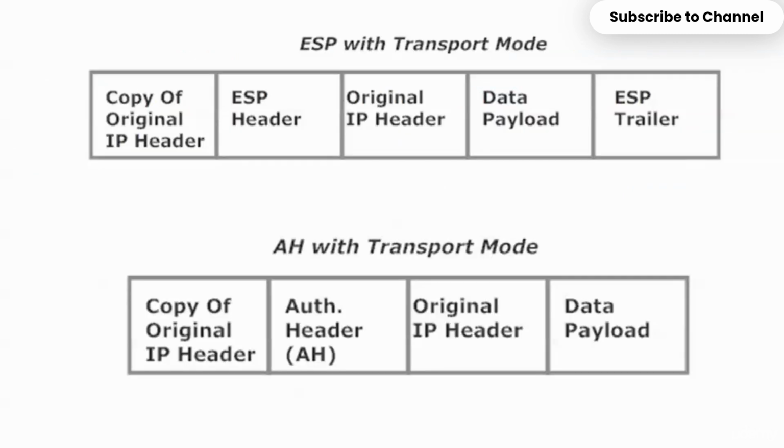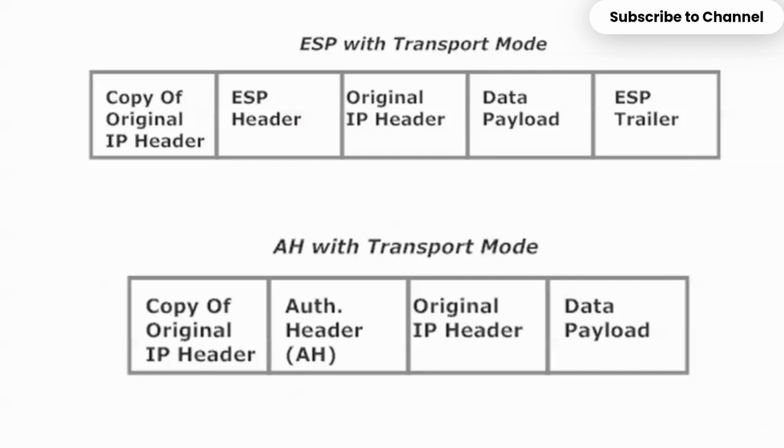And this is what we're looking at. You see ESP with transport mode. We've got the header, we've got the payload, encapsulated with the header and the trailer. But in the front, we have a copy of the original IP header. And with the authentication header with transport mode, the AH is put right in front of the original IP header, and then a copy of that original IP header is put on the front.